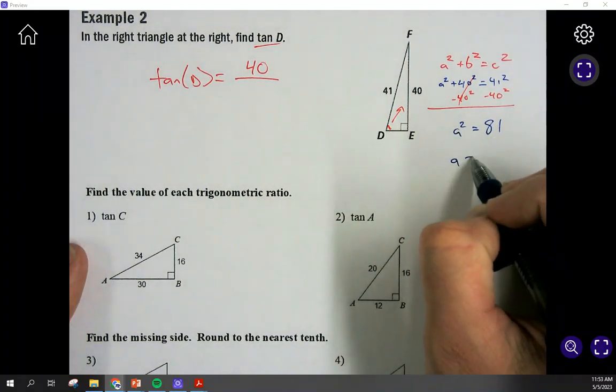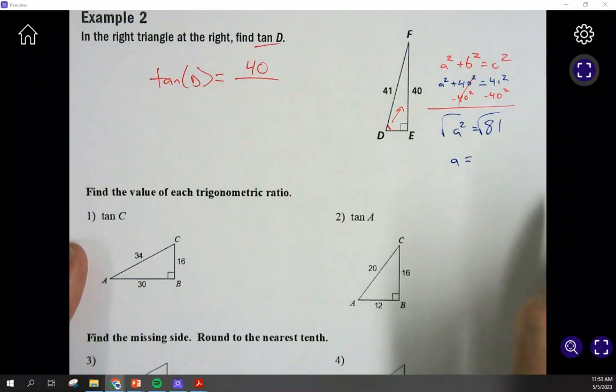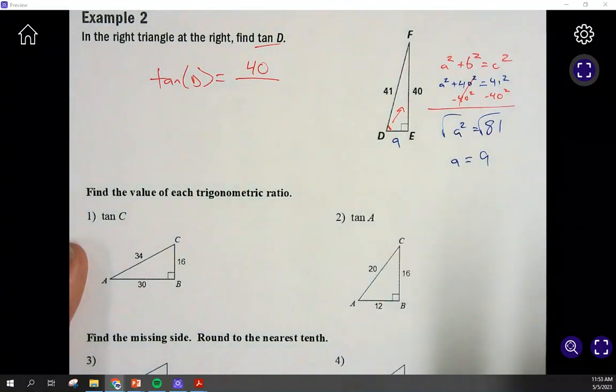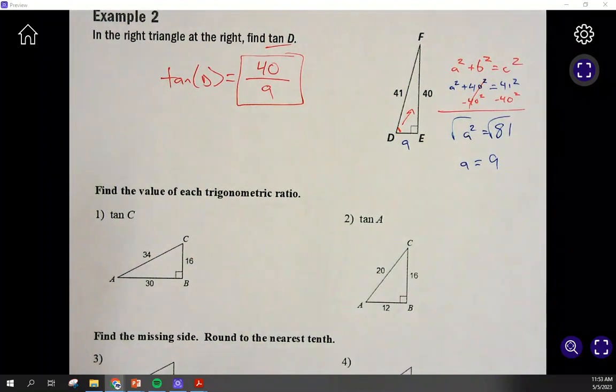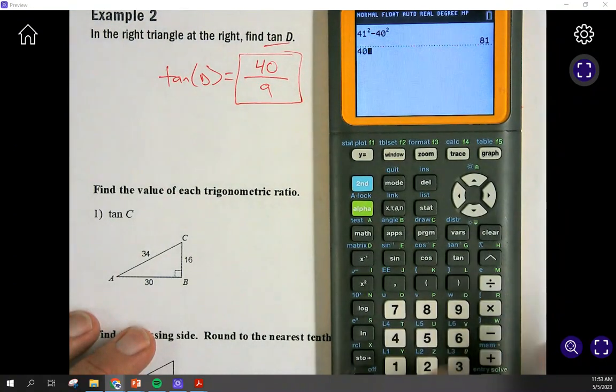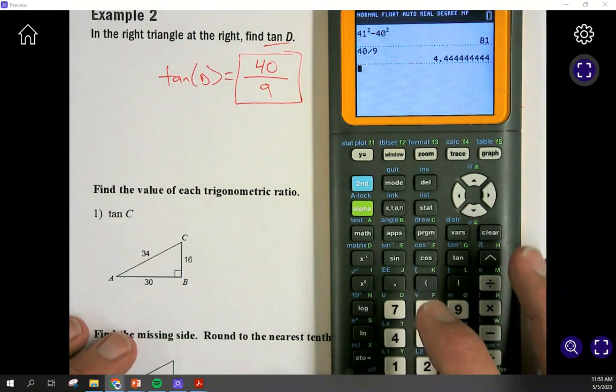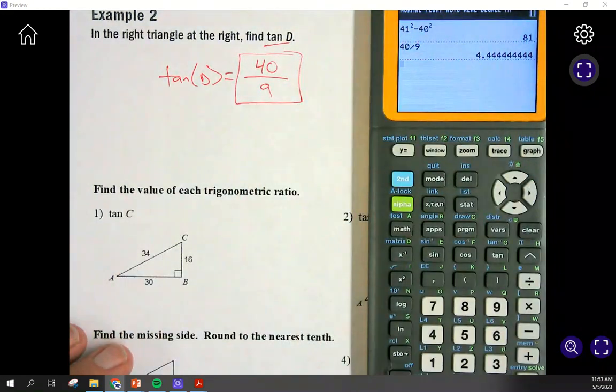Now I need a, so I square root this. We should know the square root of 81 is 9. So this is 9. If not, plug it in your calculator. And so my ratio here is 40 over 9. And that's it. That's the tangent ratio. So they're really not looking for much here. It's just the comparison of the sides. We were just missing a side here, so we had to go get it. 40 divided by 9 is not a nice decimal, so please leave it a fraction.